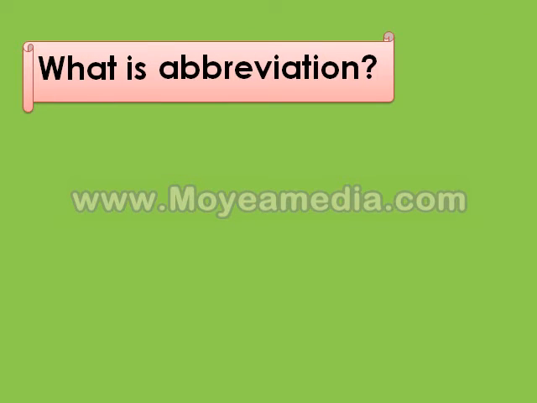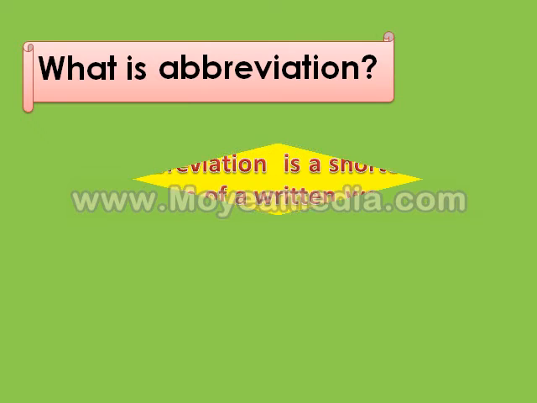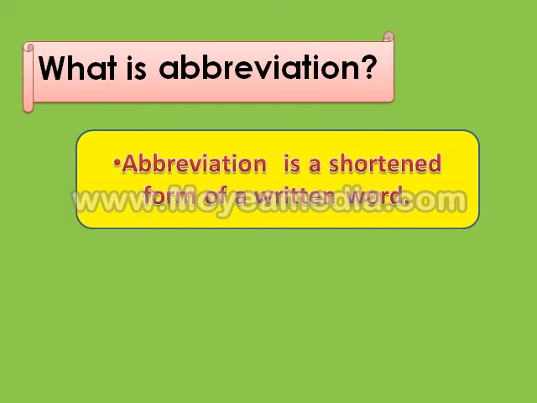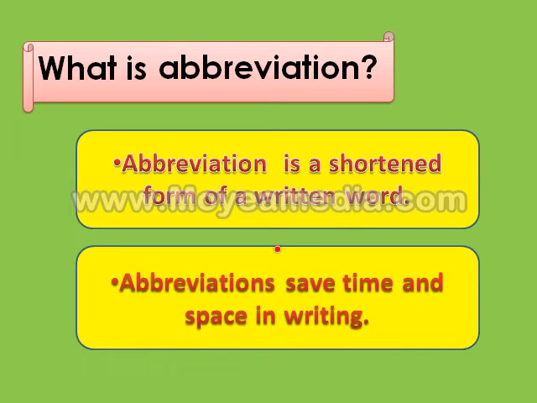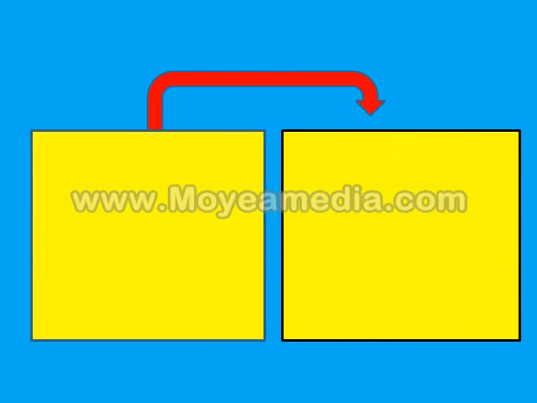So, what is abbreviation? Abbreviation is a shortened form of a written word. Abbreviations save time and space in writing. So here are some examples for us to know how we are going to shorten a long word so that it will be an abbreviation.